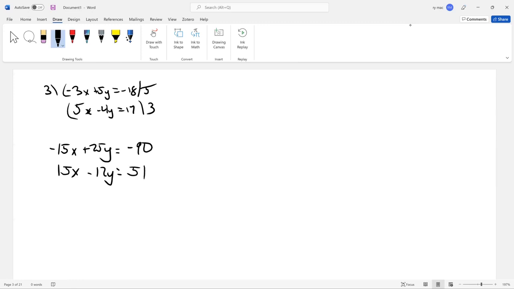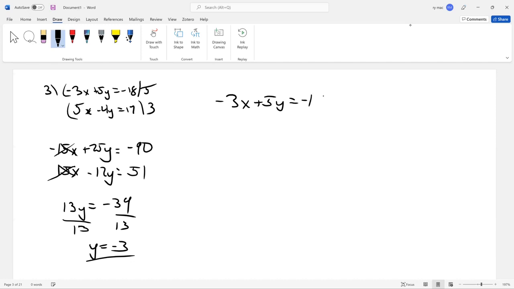So adding down, as I wanted, my x's cancel. 25 minus 12 is equal to 13, so 13y. And then negative 90 plus 51 is negative 39. Divided by 13 on both sides, I get that y is equal to negative 3. And I'll just once again plug back into my top equation. So negative 3x plus 5y is equal to negative 18.